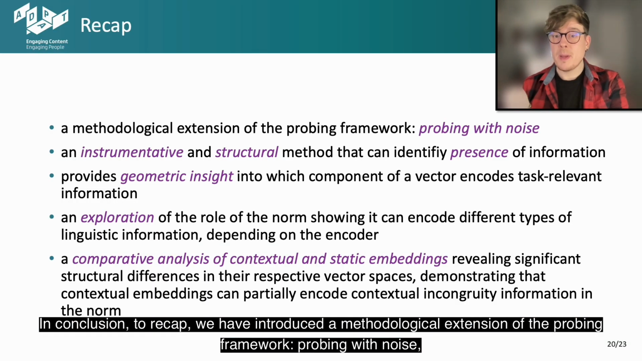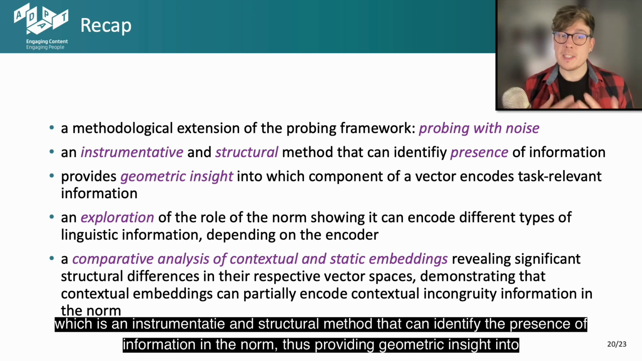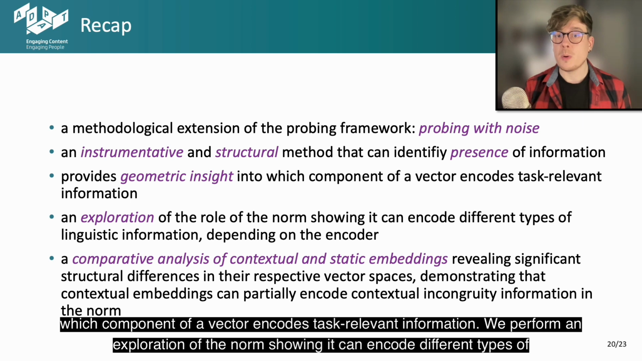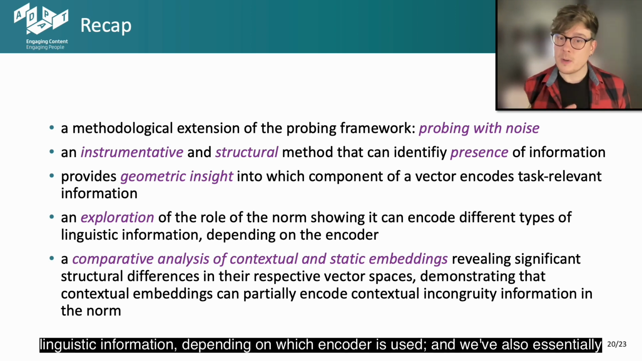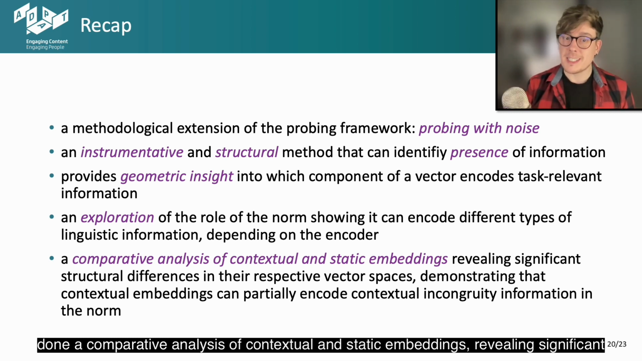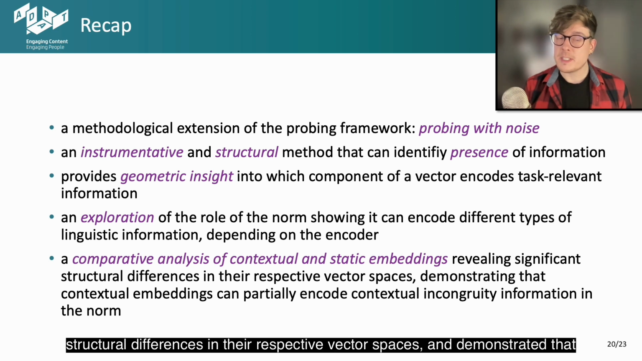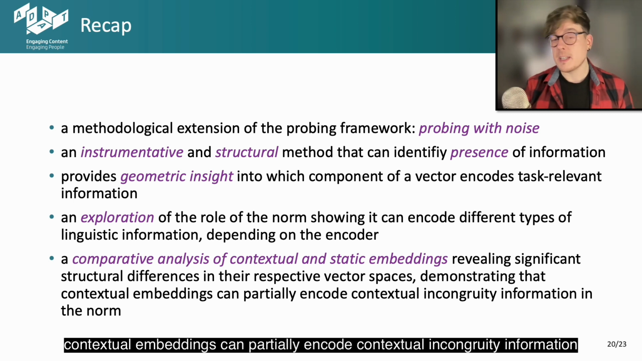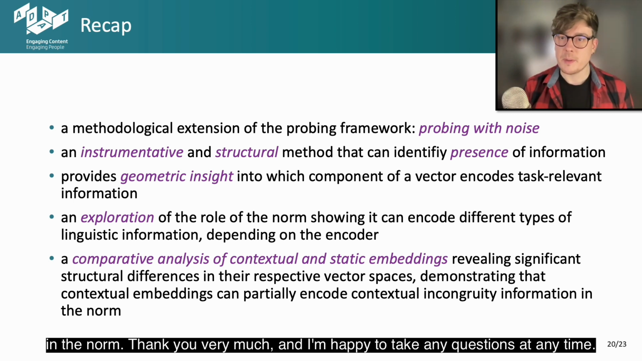In conclusion, to recap, we have introduced a methodological extension of the probing framework, probing with noise, which is an instrumentative and structural method that can identify the presence of information in the norm, thus providing geometric insight into which component of a vector encodes task-relevant information. We performed an exploration of the norm showing it can encode different types of linguistic information depending on which encoder is used. And we've also done a comparative analysis of contextual and static embeddings, revealing significant structural differences in their respective vector spaces, and demonstrated that contextual embeddings can partially encode contextual incongruity information in the norm.